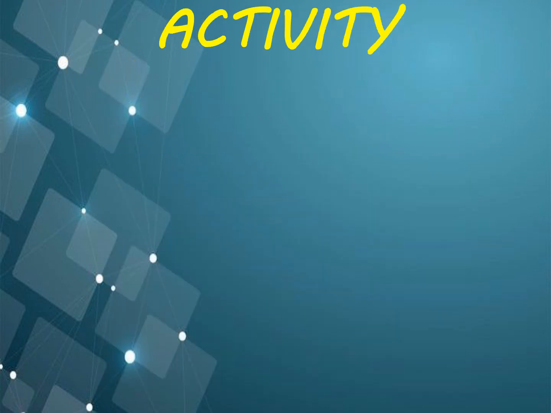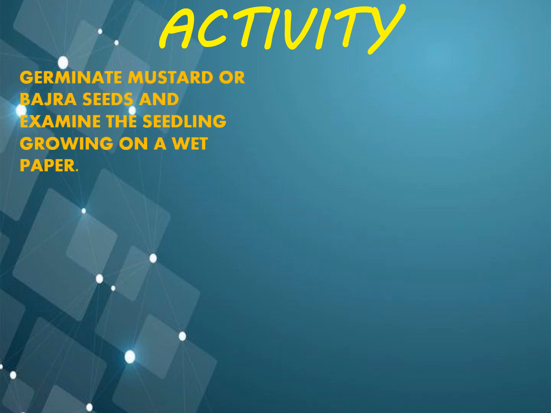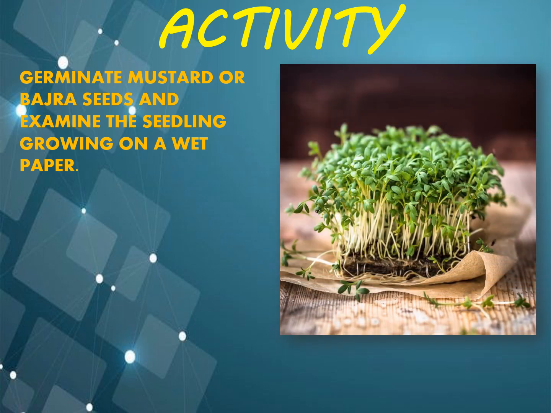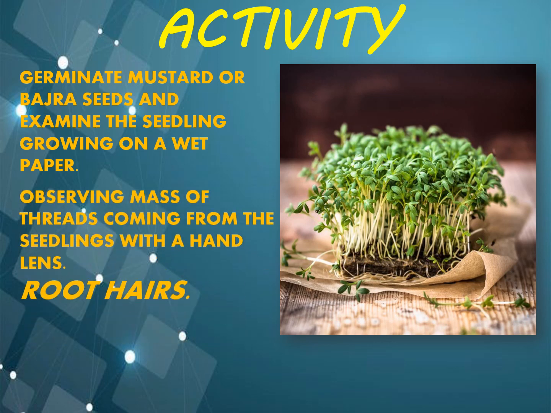To perform this activity, you need to germinate bajra seeds or mustard seeds and examine some mustard seedlings which have been grown on wet filter paper. Observe the mass of fine threads coming from the seeds, by hand lens. These are roots. And not only that, they have fine microscopic structures called root hairs. It is through these root hairs that water enters the plant body.